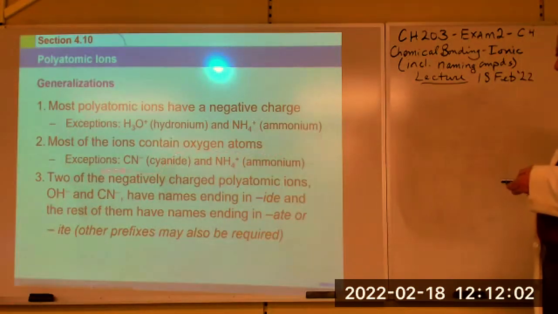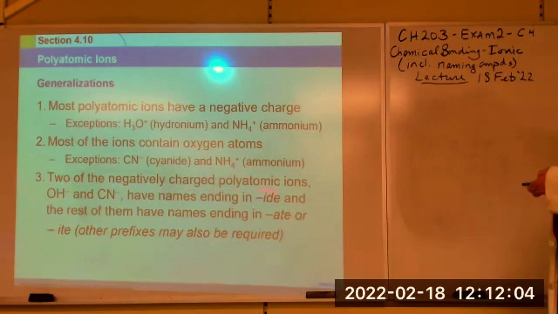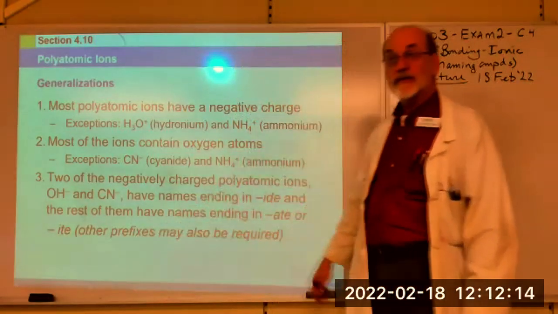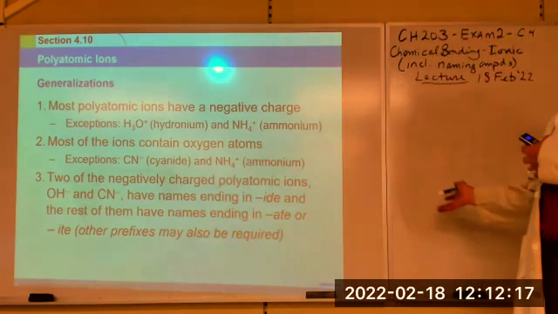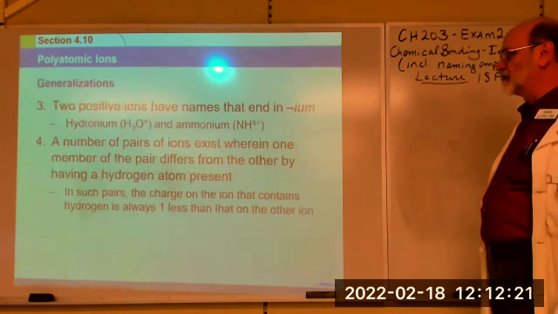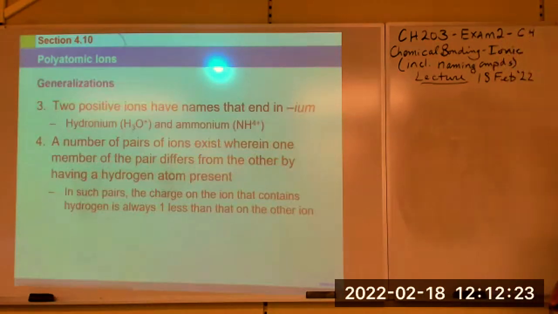That's the most contained oxygen. Two of the negatively charged polyatomic ions have names ending in ide, and the rest end in ate or ite. And that also doesn't say anything about the prefixes. Sometimes you need a prefix, like the hypo I mentioned earlier. Oops, skip that. These positives end in ium: ammonium, hydronium.